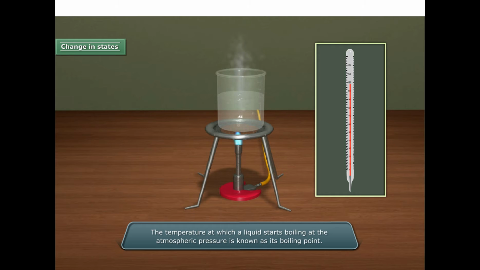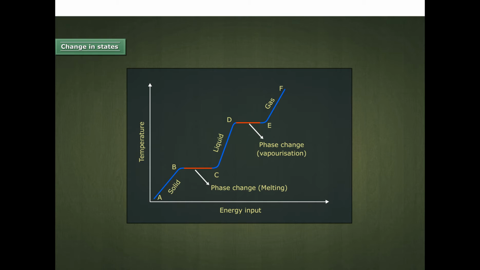Sublimation. There are some substances that change directly from solid state to gaseous state and vice versa without changing into the liquid state. This phenomenon is known as sublimation. Example for sublimation is dry ice.